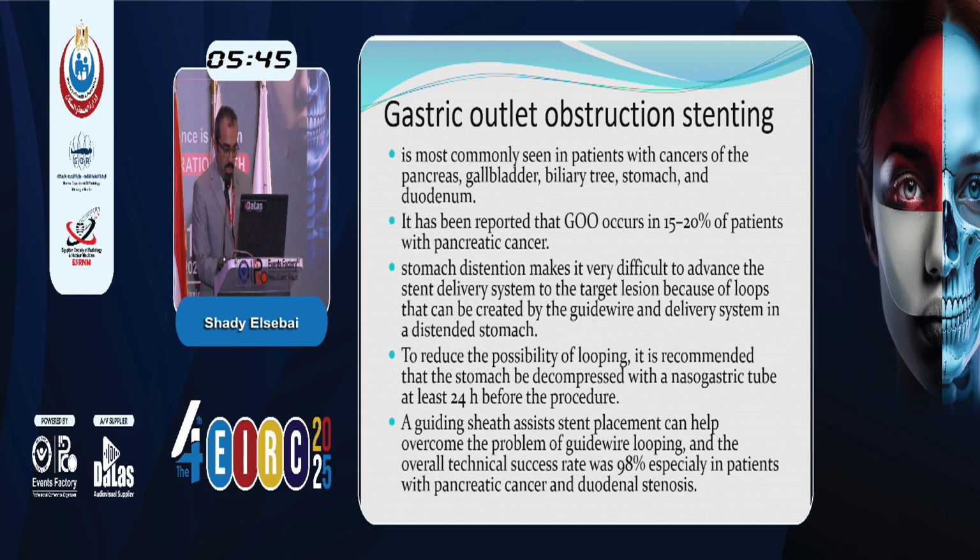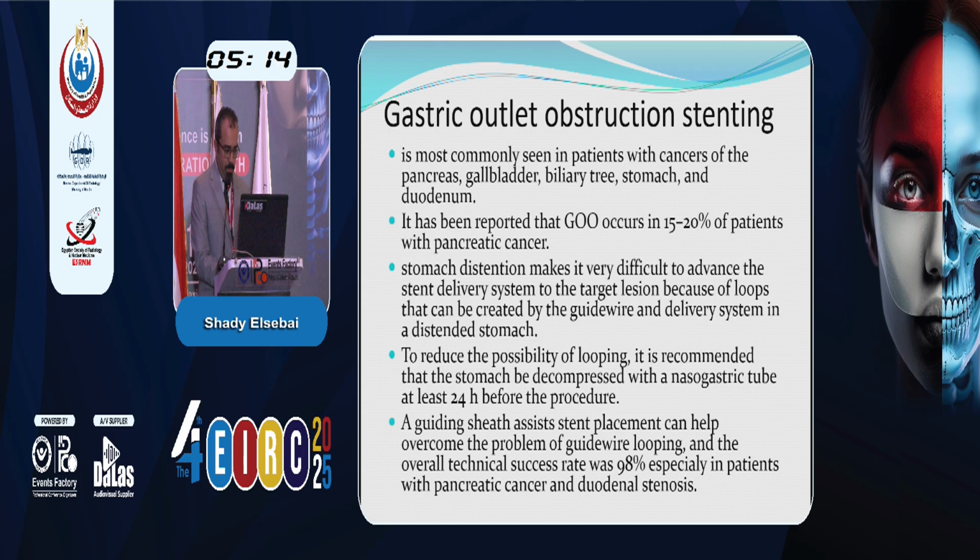Regarding cases of gastric outlet obstruction, it is most commonly seen in patients with cancer of the pancreas, gallbladder, biliary tree, stomach, and the duodenum. It has been reported that gastric outlet obstruction occurs in 15 to 20% of patients with pancreatic cancer. Stomach distension makes it very difficult to advance the stent delivery system to the target lesion because of loops that can be created by the guide wire and the delivery system in the distended stomach.